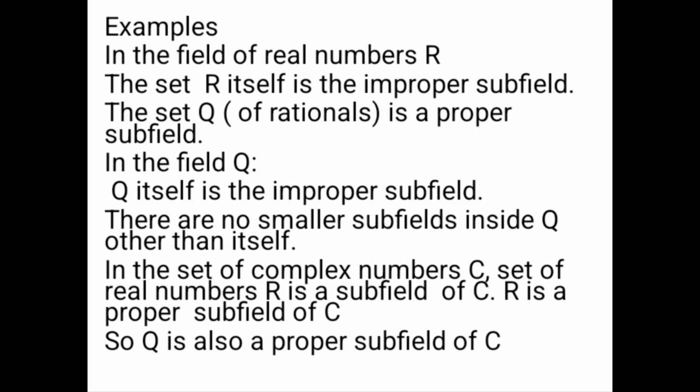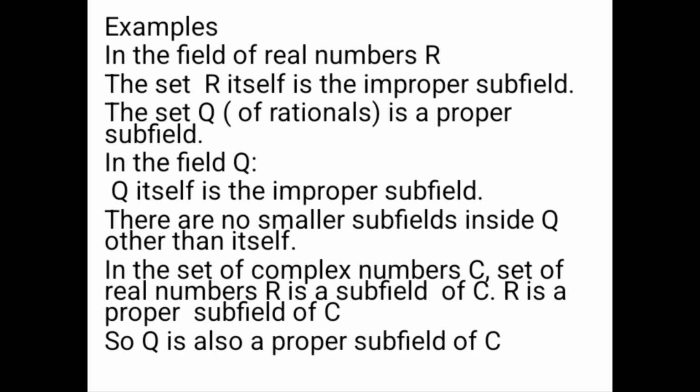In the set of complex numbers C, R is the set of real numbers. R is a subfield of C. And in the set of real numbers, Q, the set of rational numbers, is a subfield of C. Similarly, these are proper subfields because every field F is itself a subfield of F. So the field F is called a non-trivial or improper subfield of F.